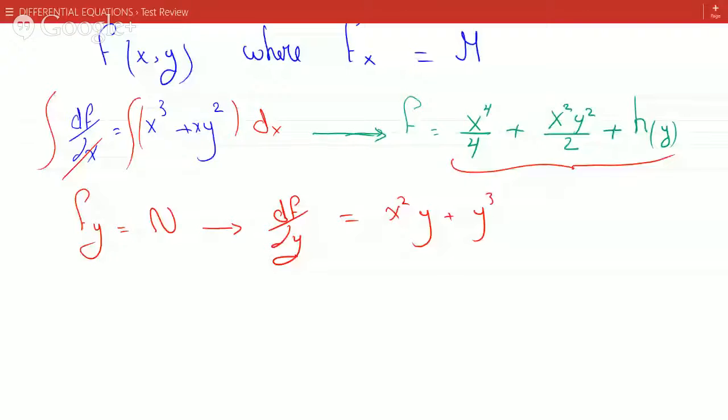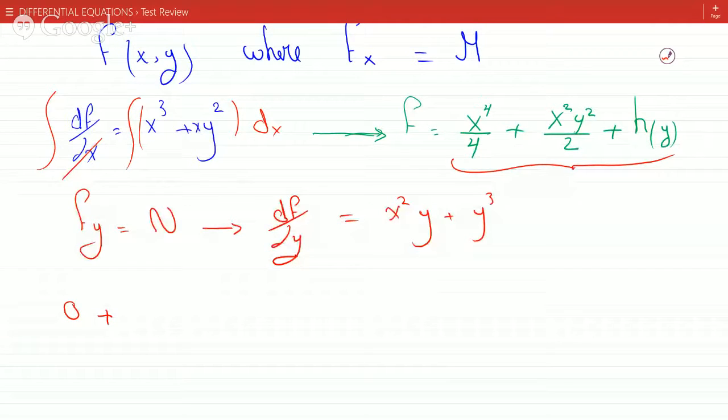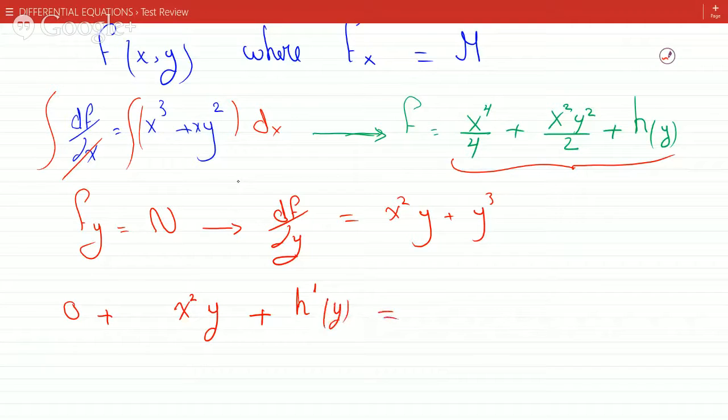The first term we hold the x fixed, so the first term is 0. I'm differentiating this right here. The first term is 0. The second term will be with respect to y, so holding x fixed will be just x squared y, and the derivative of h with respect to y will just be h prime of y, and that has to equal x squared y plus y cubed. Those two go away, and we get h prime of y equals y cubed.